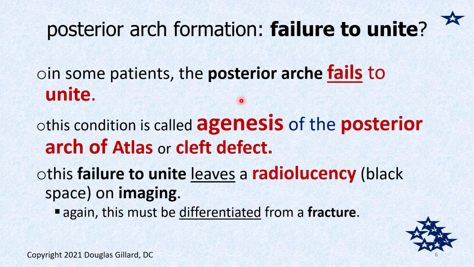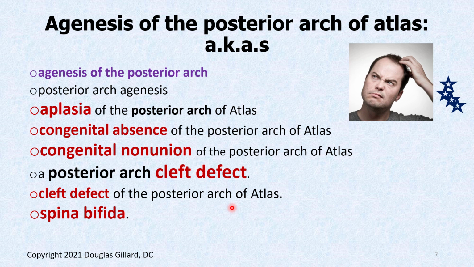And then in some patients, that radiolucent line is there throughout life. So that little section in the midline never turns to bone. And when that occurs, it's called agenesis, meaning failure to form of the posterior arch. Or if it's really just a little gap when there's no bone, it's better called a cleft defect. Okay? So you have to differentiate them from fracture.